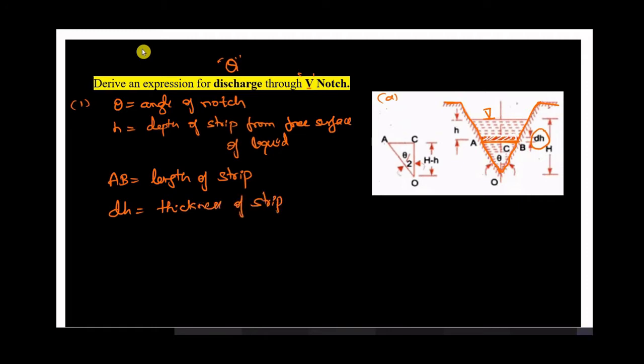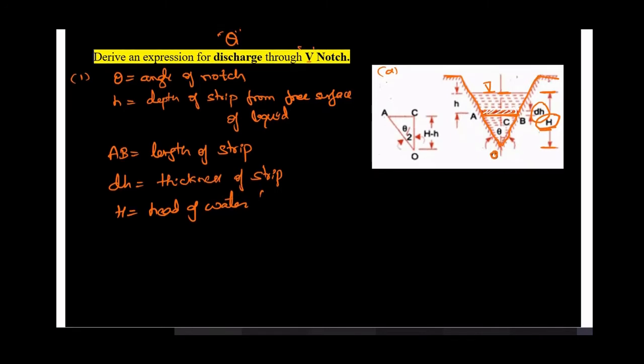Thickness of strip. And one more H is considered here. This is head of water, because what is the maximum height of water here? It is from this O position up to here. The total head of water we have considered as H. So I will write H is head of water. The unit will be in meter or centimeter or mm, depends upon the numerical. Okay, so these are some notations.